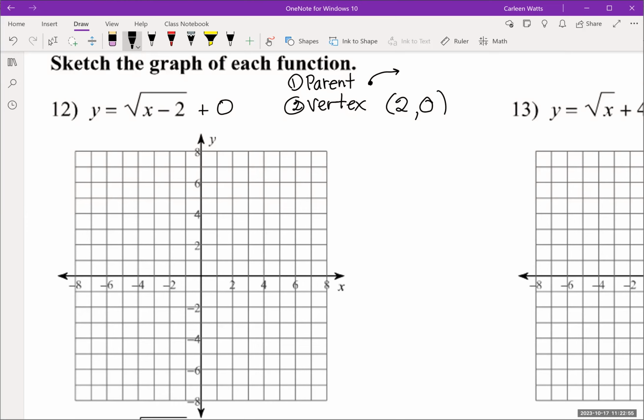Okay. For this one, we're going to do a sketch, no table, because the table is just going to give us negatives anyway, or decimals. So I'm going to graph the vertex (2, 0). Sometimes we'll do a table, but right now, we're just going to do a sketch. We're just focusing on the vertex. Make sense?